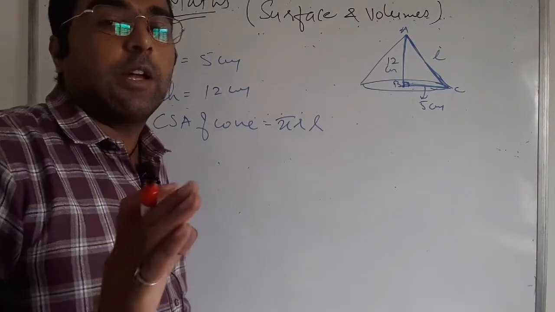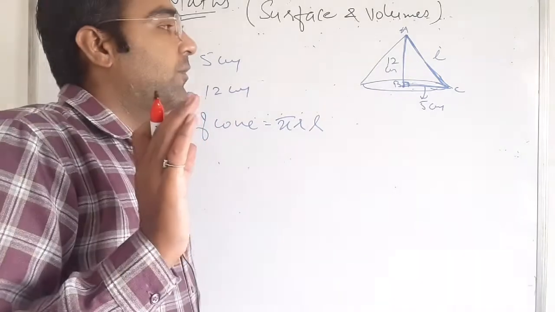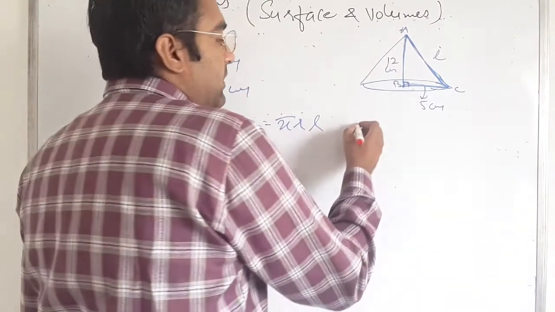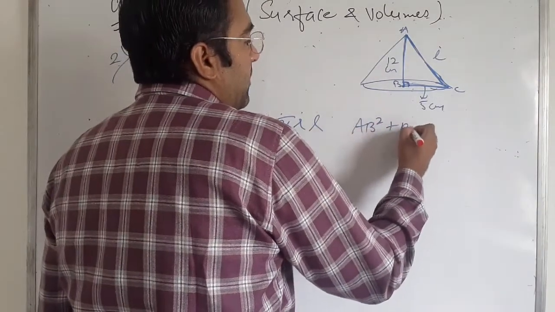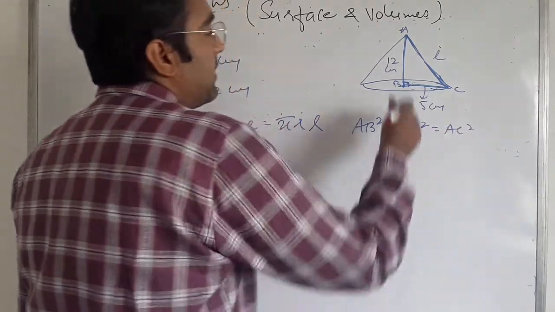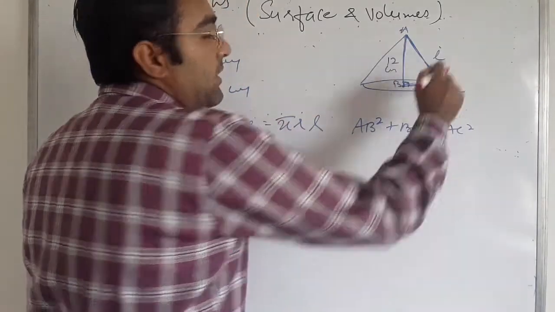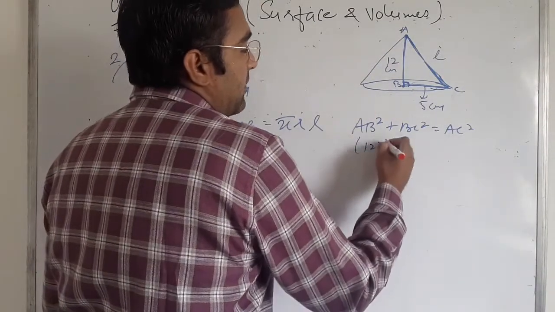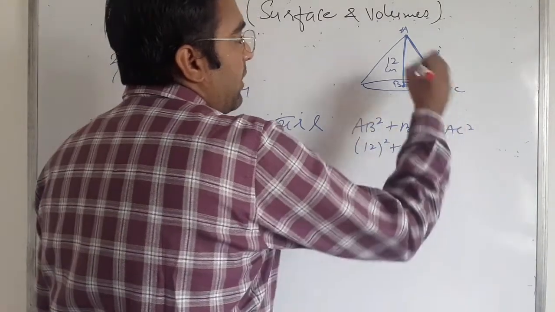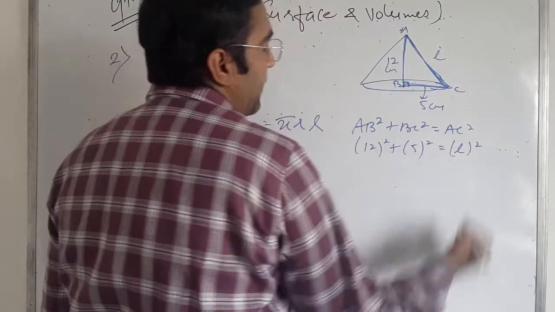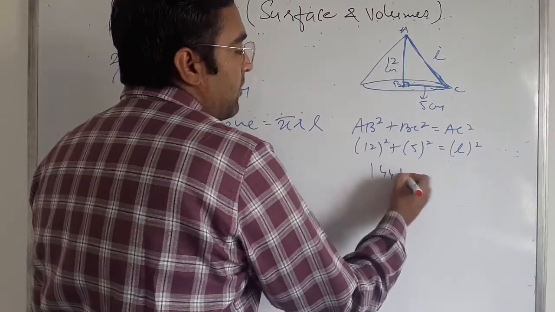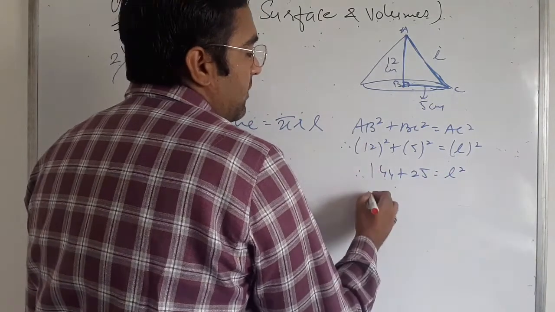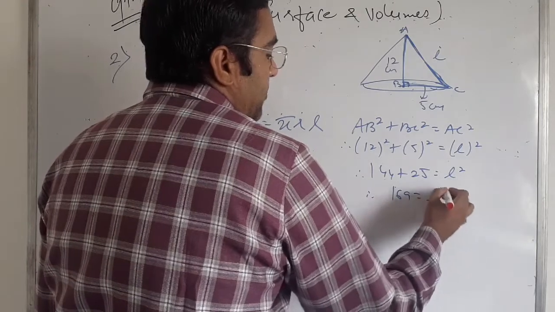Students, all of you know the theorem of Pythagoras. So what is the Pythagoras theorem? AB square plus BC square equals AC square, that is height square plus base square equals hypotenuse square. So AB is 12 square, plus BC is 5 square, equals AC, that is the slant height square. So 12 square is 144, plus 5 square is 25, equals L square. 144 plus 25 is 169, equals L square.